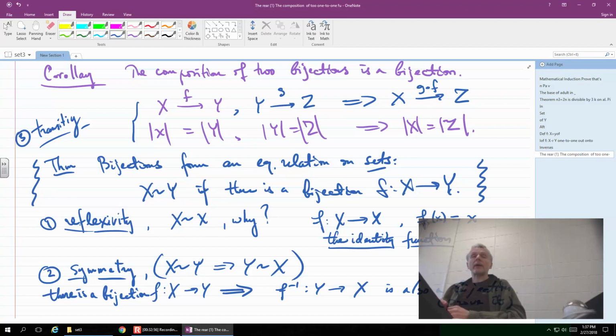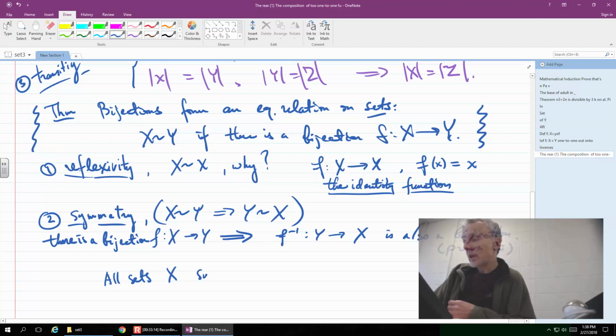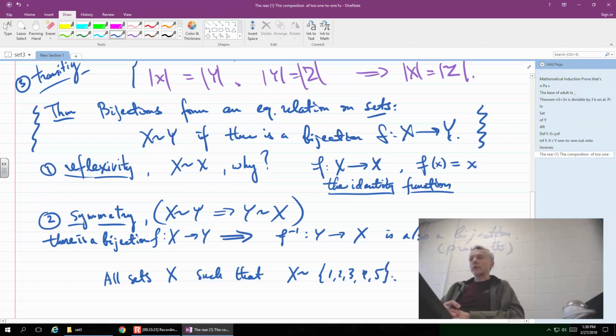But if we do think about finite sets, then we can see that indeed the number of elements is the characteristic of a set. Is what we extract. This is how it actually works. So you take all sets X such that X is equivalent to the set {1, 2, 3, 4, 5}. Okay, so all sets X that are equivalent to this particular set with 5 elements. We know that it has 5 elements.